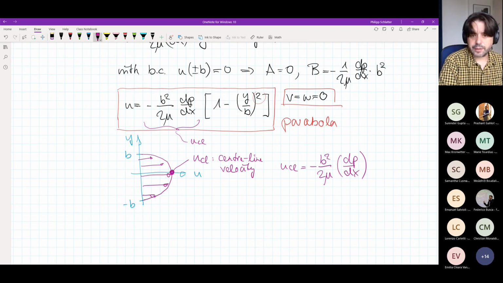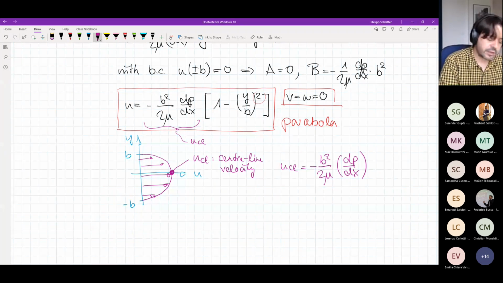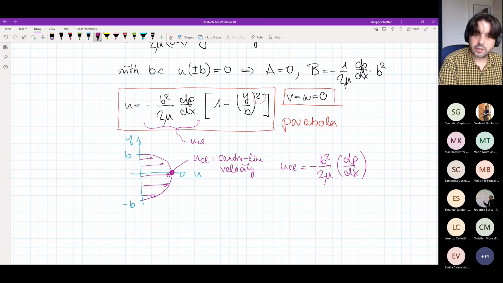A quick question here. I didn't prepare a poll for that, but maybe one of you can answer. Why is this negative? Why is there a minus sign? Minus b squared divided by 2 mu times dp dx. I mean, the velocity is positive. Why is there a negative sign? Because the pressure gradient is negative. Exactly. It's important to realize that this one here is actually negative.